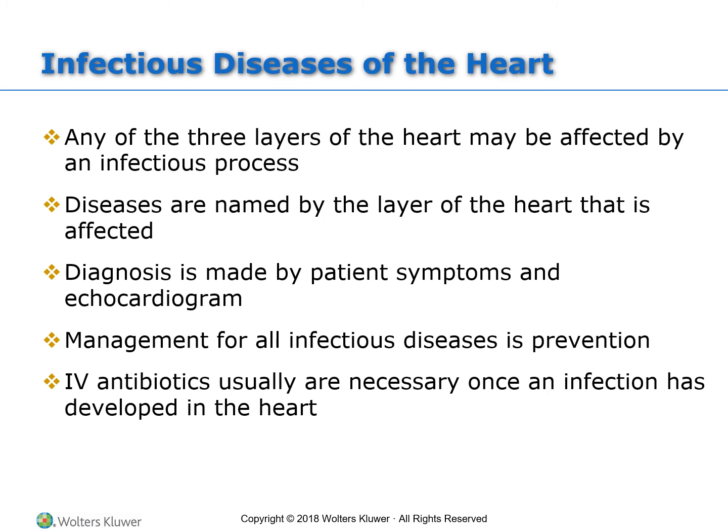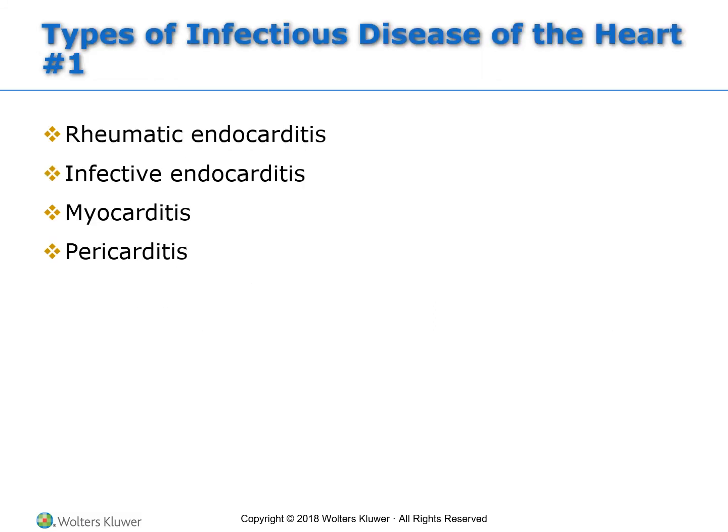The best treatment is actually prevention, or the best management is prevention, and them not getting the infection. Once you get an infection in the heart, it's really hard to treat. They generally need long-term antibiotics, and they'll need IV antibiotics at first, and then they'll be on oral antibiotics long-term. There are different types of infections. There's rheumatic endocarditis, infective endocarditis, myocarditis, and pericarditis, and we'll talk about all 4.